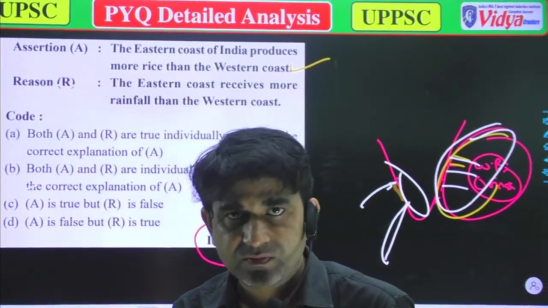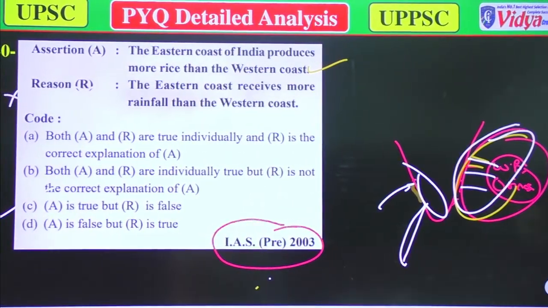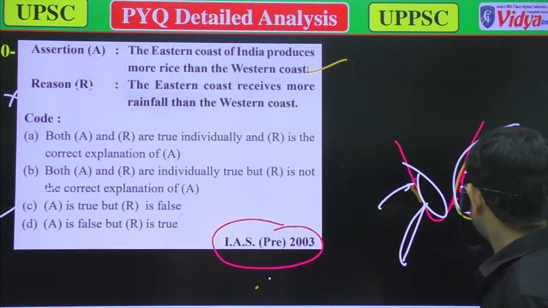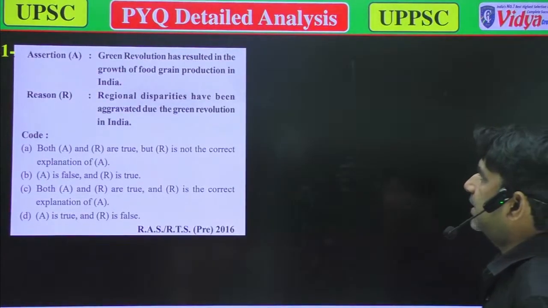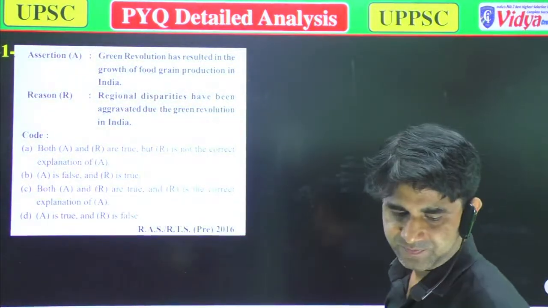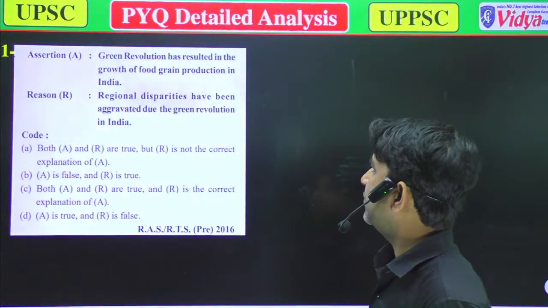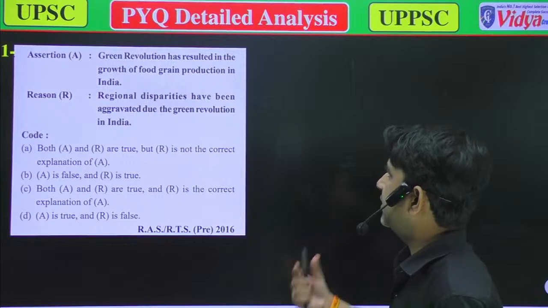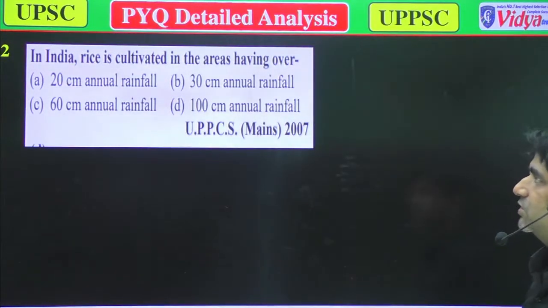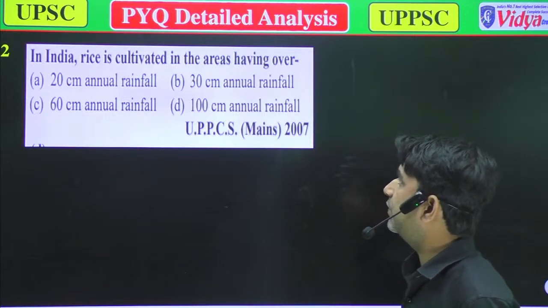Now we'll move to the next question. Green revolution has resulted in growth of food grain production in India. I think we have done that question again. So that's question number 12. Okay, sorry, 42. In India, rice is cultivated in the areas having over.